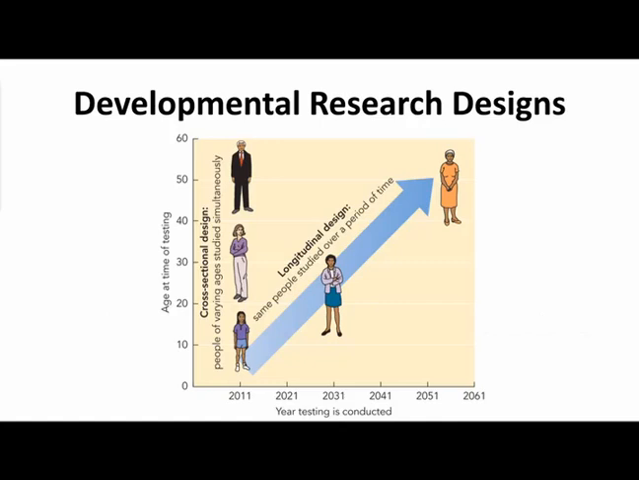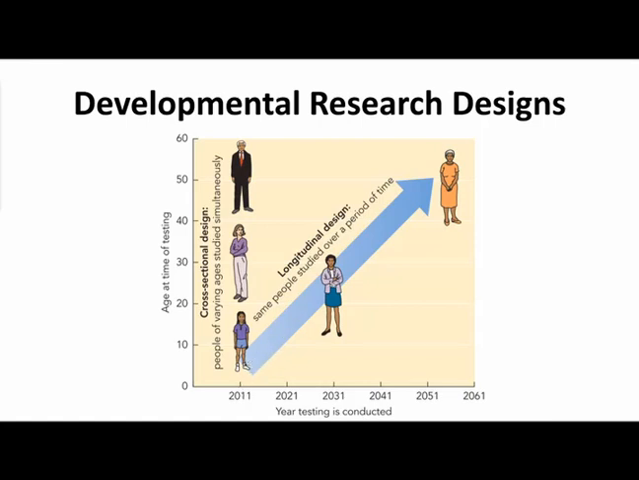And as per my usual, I have a visual for people who like visual representations. We can look at our cross-sectional design here. So I guess we'll take a step back and look at this graph where we have the age at the time of testing. So how old are our participants when we're testing them? And here we have the year that the testing is conducted. So for a cross-sectional design, they would measure only in the year 2011, and they're getting people who are 10 years old, 30 years old, and 50 years old. And so that's the cross-sectional.